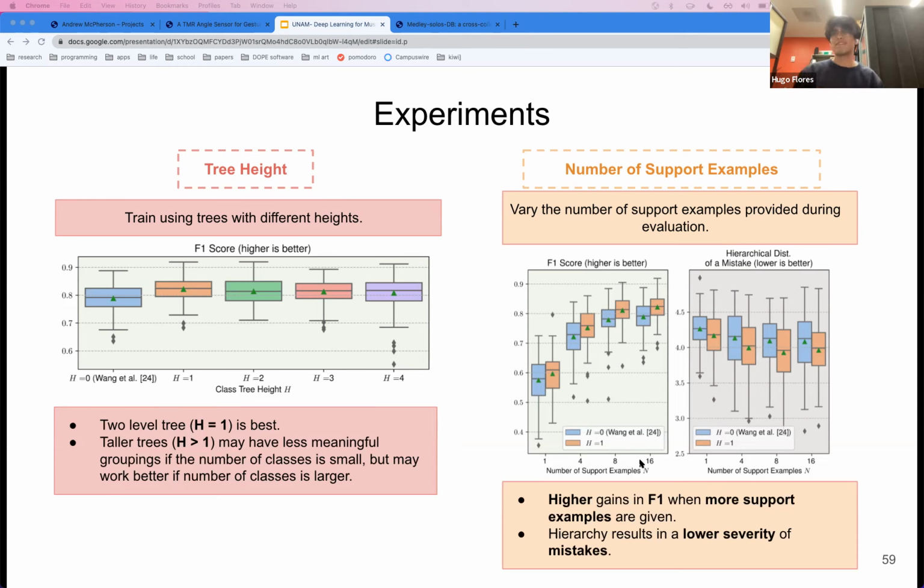And naturally, we found that as you provide more support examples, the model performs better, and it also improves more when compared to the baseline. And this chart on the right is the mistake severity, so how severe are mistakes. And here, lower is better. And you'll find that our model makes less severe mistakes, or is less likely to confuse a guitar for a flute than the baseline model.